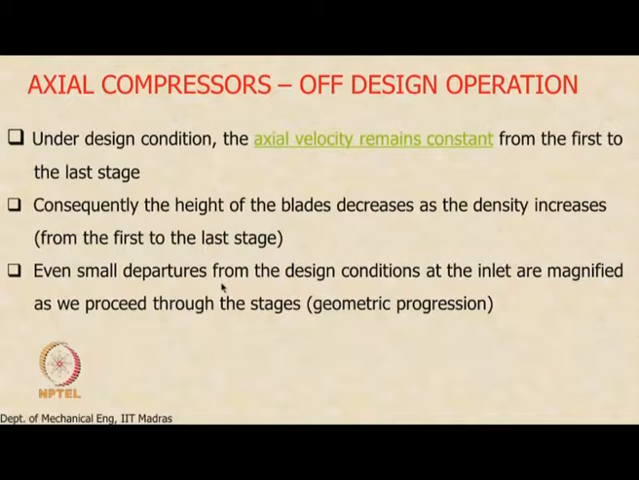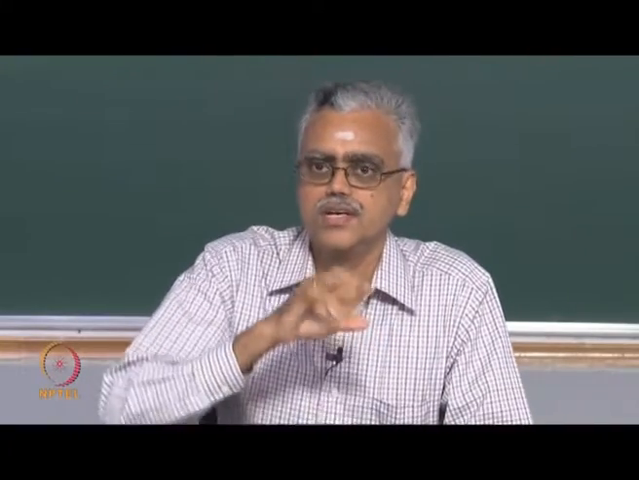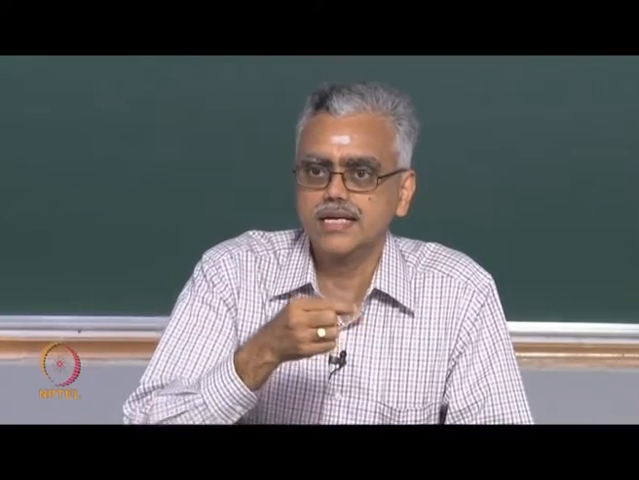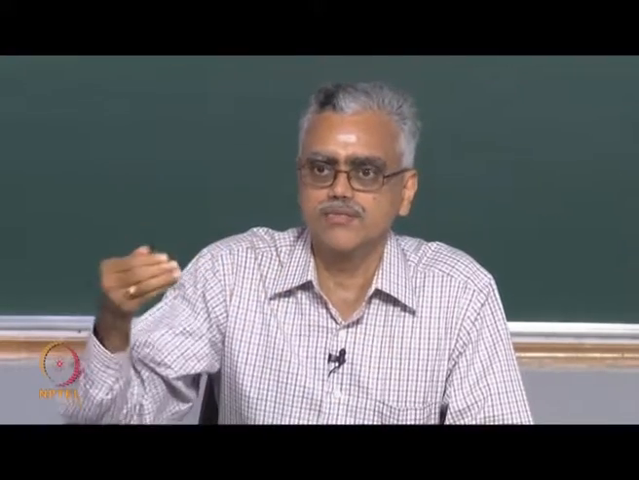Unfortunately, because the pressure rise across each stage is in geometric progression, any small departure from equilibrium from design condition in the first stage will also be magnified in a geometric progression from the inlet to the outlet. So, if there is a small departure in the flow rate or velocity in the first stage, it gets magnified in a geometric progression from inlet to outlet, and that is one of the major problems in off design operation of these compressors. So, we have to design for that. How do we handle such a situation?